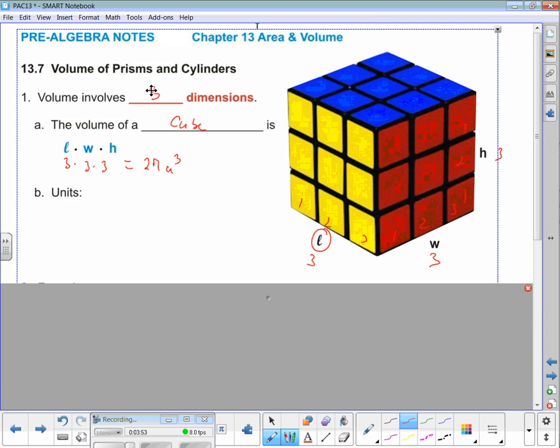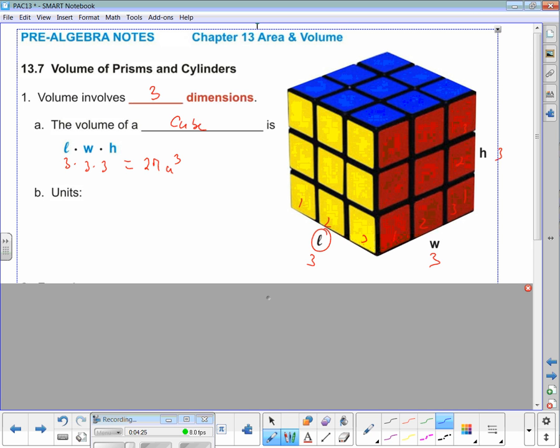So cubic units, length times width times height for a cube. Jordan, the length and the height the same? For it to be a cube, the length, width, and height are all the same. That is what a cube is. If that's not the case, it's not a cube. Only cubes are shapes where the length, the width, and the height are all the same.